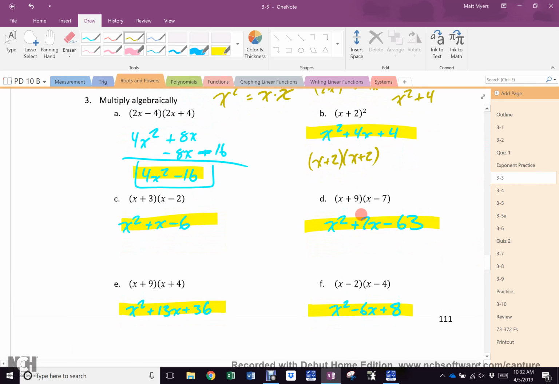D? Okay. X squared minus 7x plus 9x minus 63. Negative 7 plus 9 is positive 2. No, x times negative 7 is negative 7x. That's a 2. My 7s have crosses. Everybody good? Carry on then.